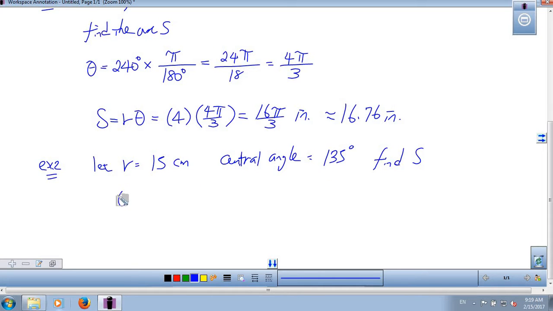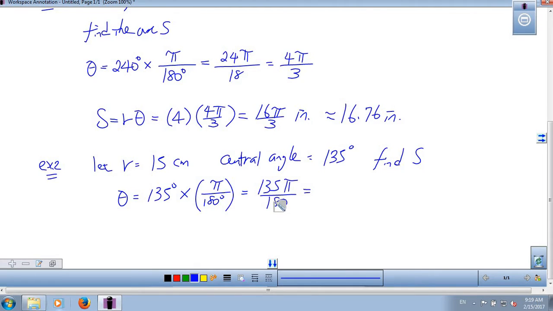So we have to convert from 135 degrees to radian measure. Again, we got to multiply by that conversion ratio. The conversion ratio again is pi over 180. Okay, so we are going to multiply this by pi over 180. So again, it's 135 pi over 180. All right, now the degree cancels out.